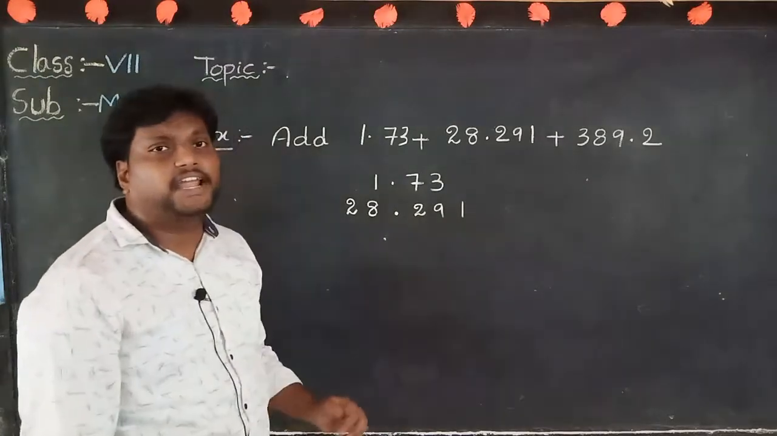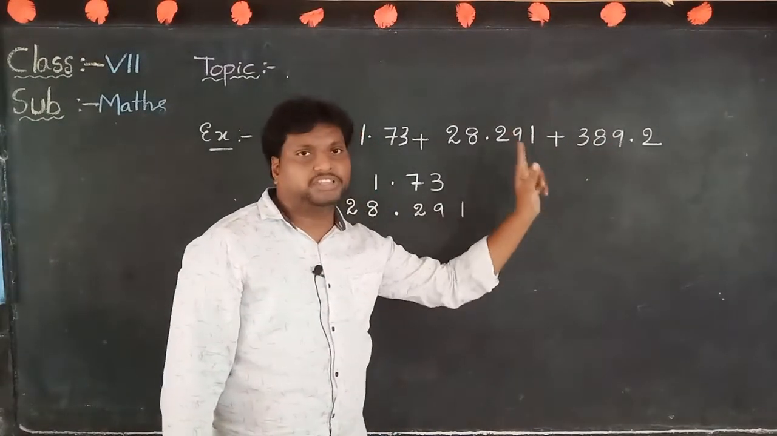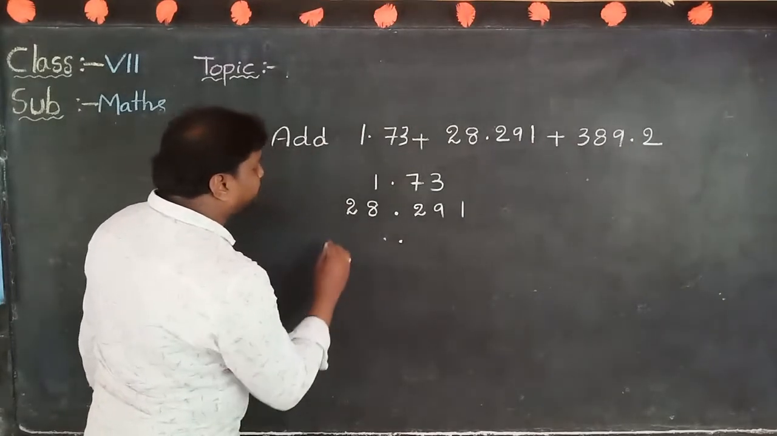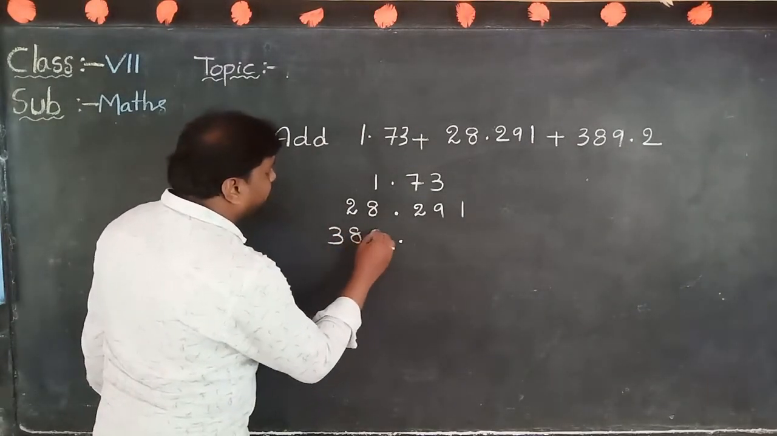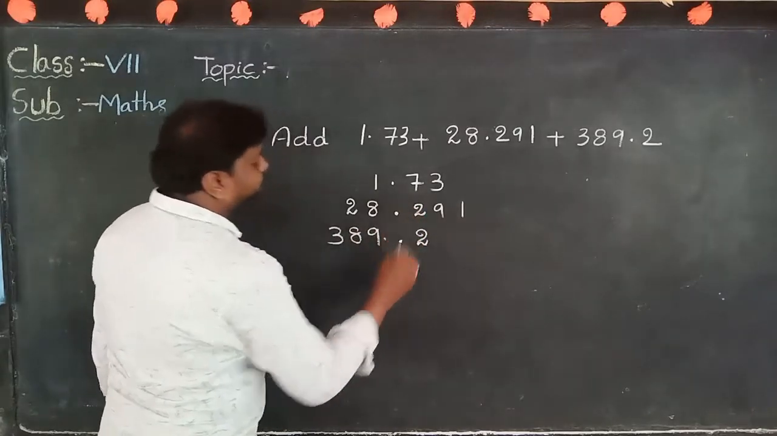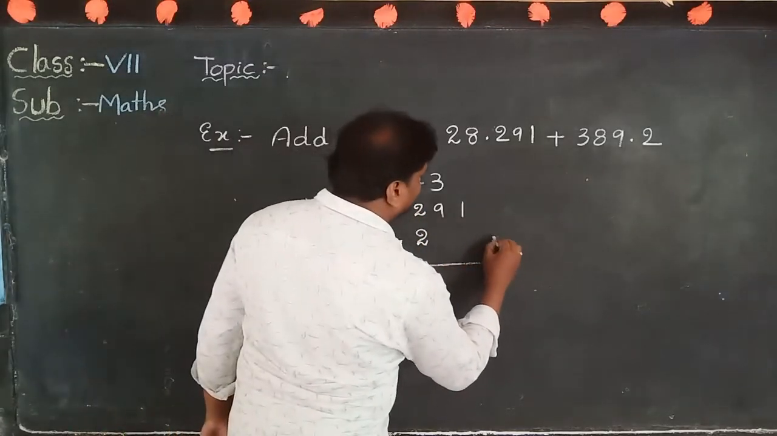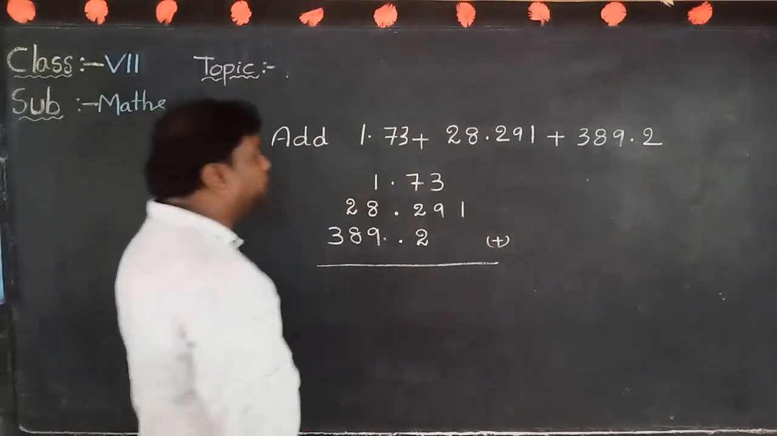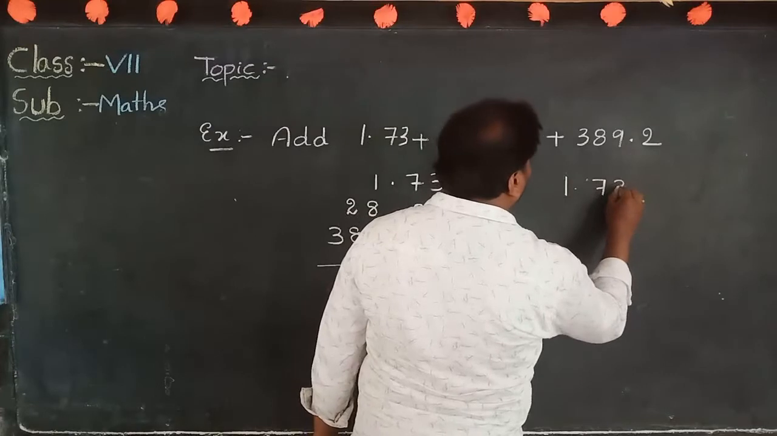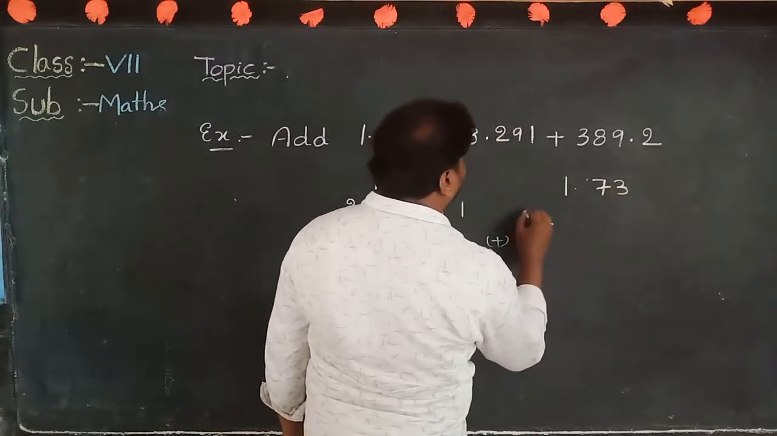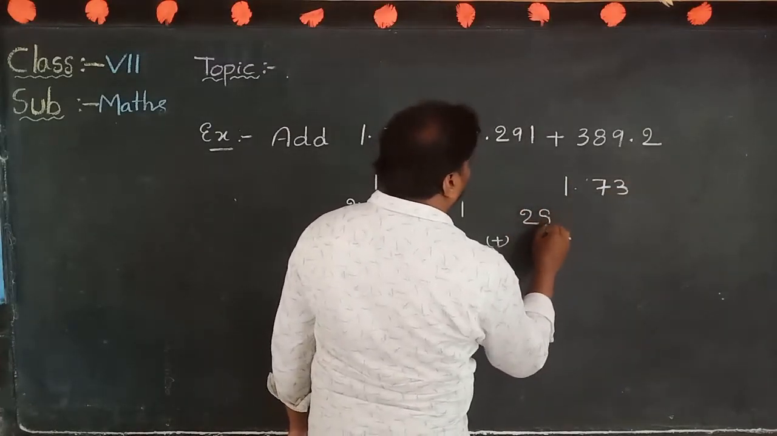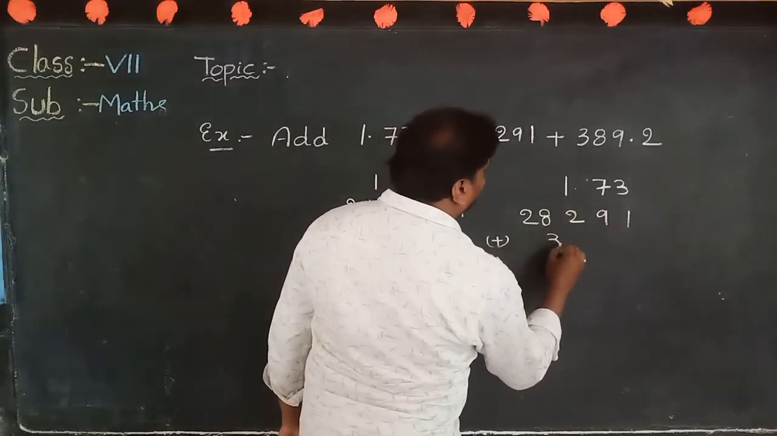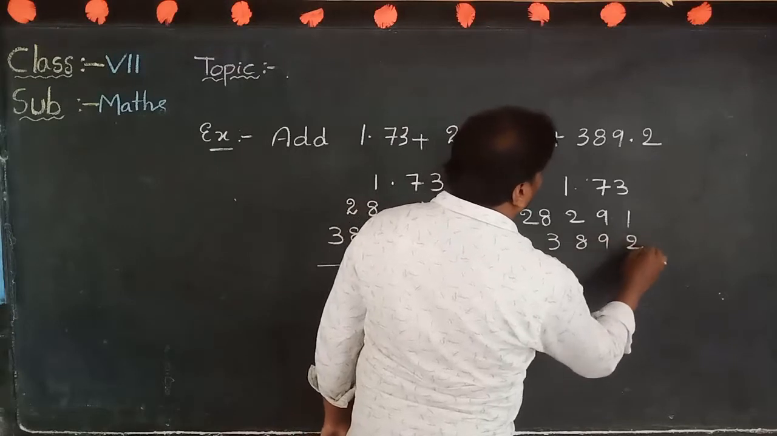Next, 389.2. In 389.2, there are 3 digits before the point and 1 digit after the point. What are the 3 digits before the point? 389.2. This is the correct method, using 1.73, 28.291 and 389.2.